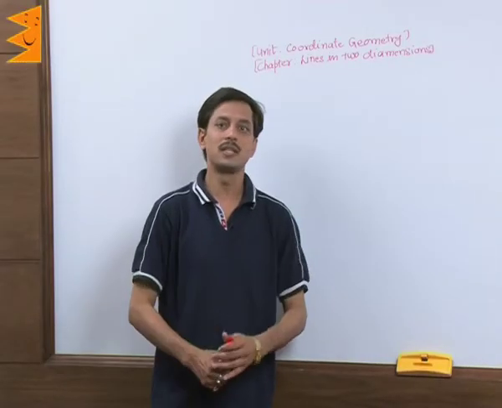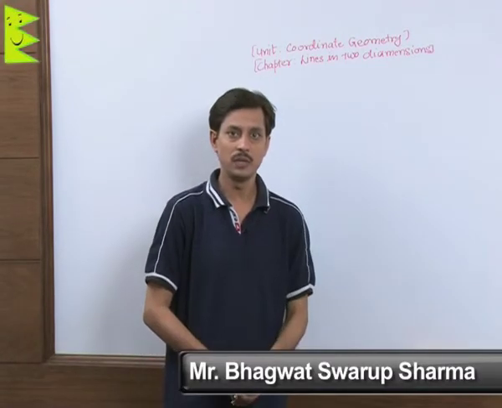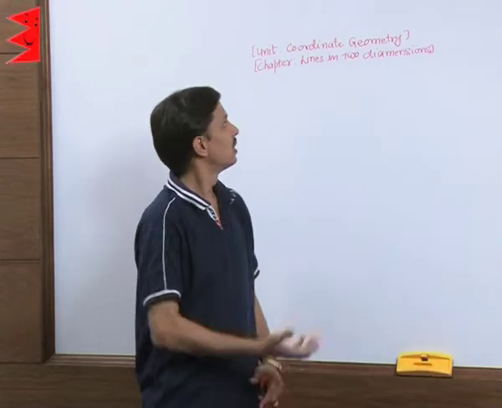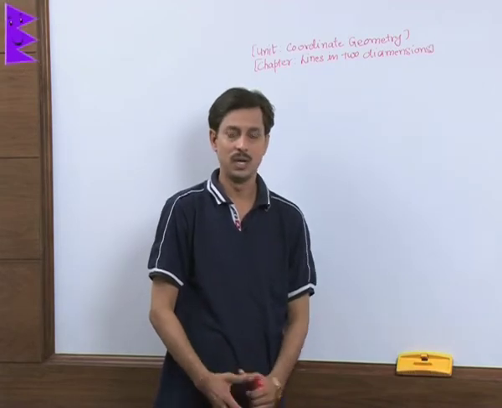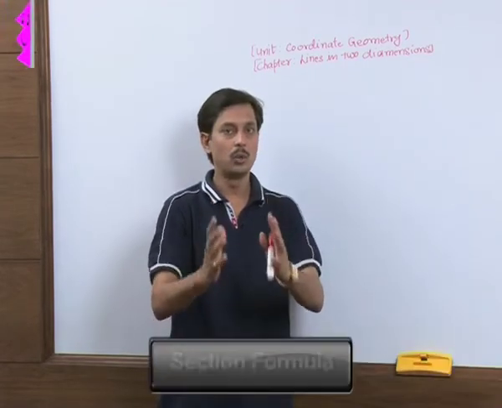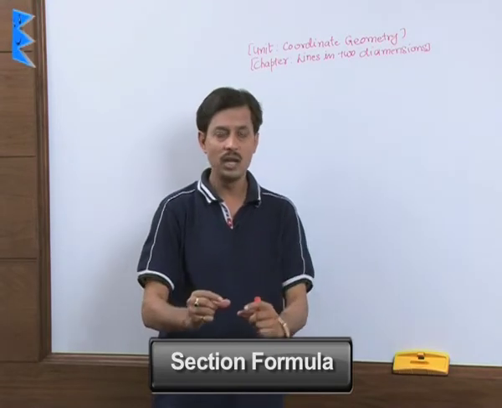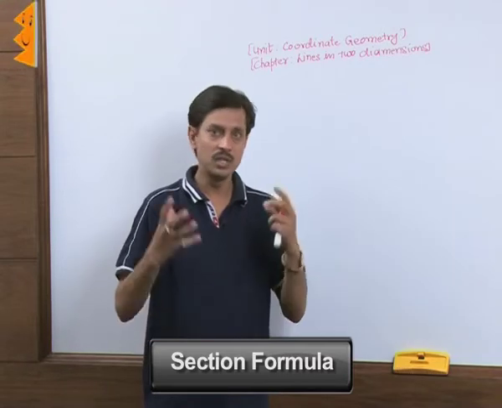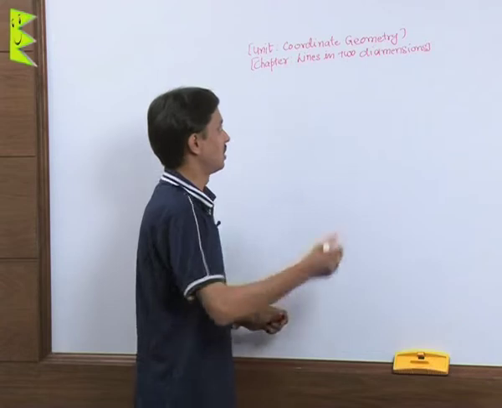Now after discussing a lot about the distance formula and its application, which is the first thing to understand the concept of coordinate geometry, that is lines in 2 dimensions, we are proceeding toward the section formula. What is this section formula, how does it come, and what are its uses? These are the 3 things to be discussed in this.